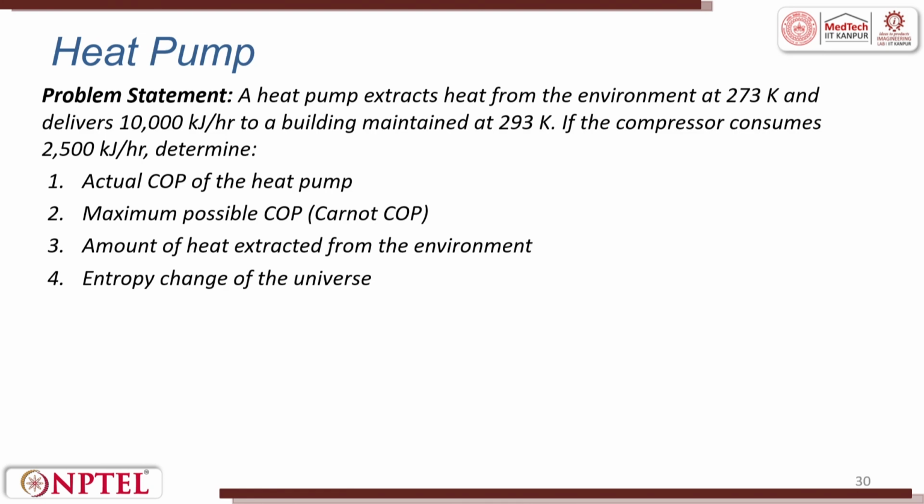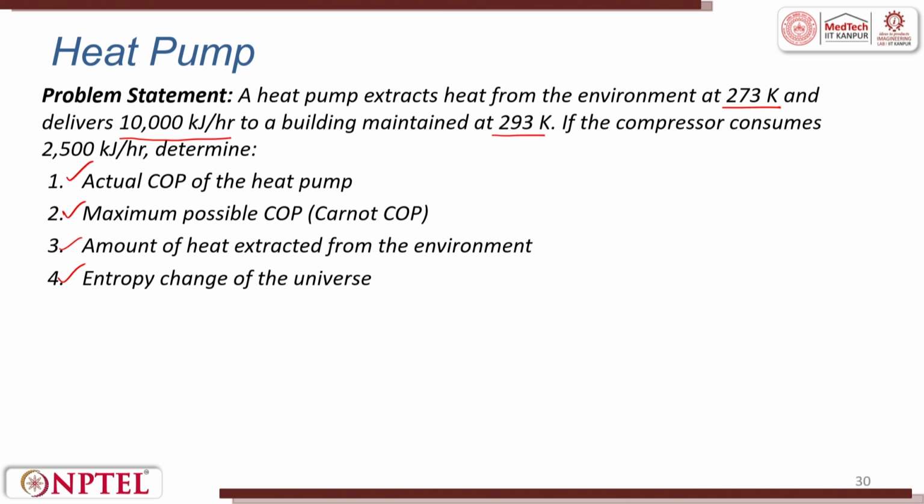A heat pump extracts heat from the environment at 273 Kelvin and delivers 10,000 kilojoules per hour to a building maintained at 293 Kelvin. If the compressor consumes 2500 kilojoules per hour, determine the actual COP of the heat pump, the maximum possible coefficient of performance, that is the Carnot COP, the amount of heat extracted from the environment, and the entropy change of the universe.